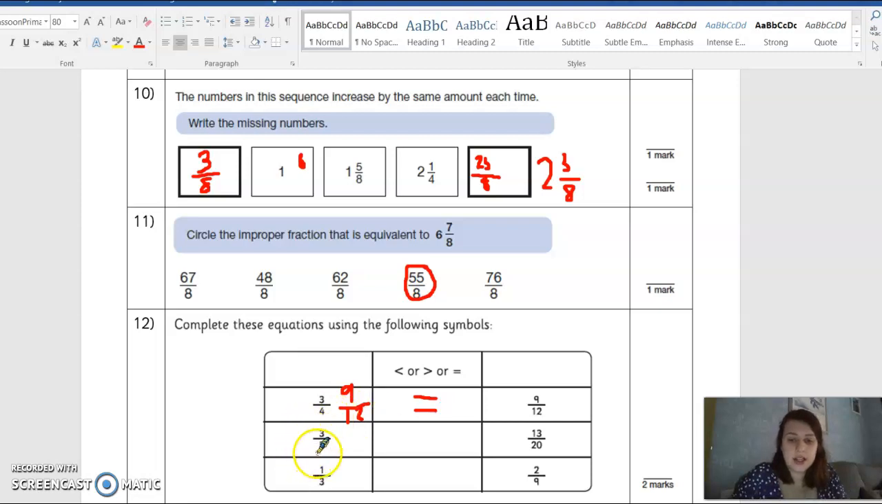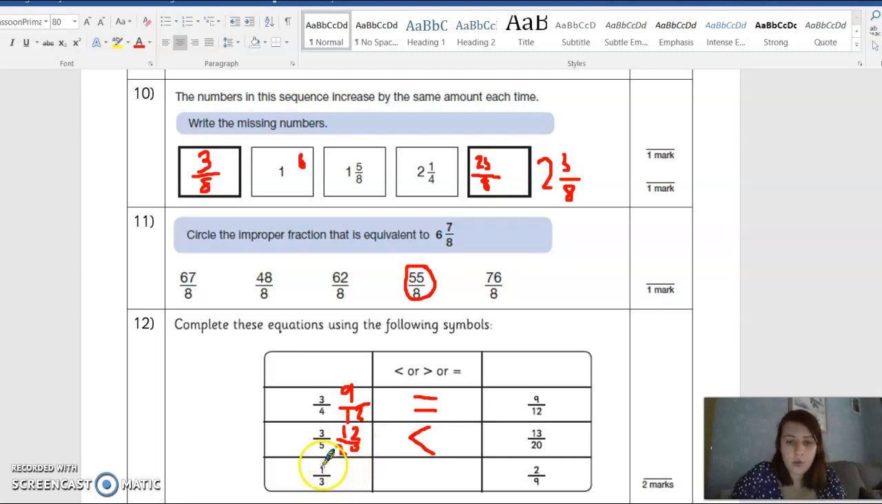Okay, next we need to turn 3/5 into 20ths. So first of all, I need to work out how many 5s go into 20. So what do I times 5 by to get 20? We've got 5, 10, 15, 20. So I times it by 4, which means that I then need to times 3 by 4. So I've got 3, 6, 9, 12. So 3/5 is the same as 12/20. So now we've got 12/20 and 13/20. So easily I know that 12/20 is smaller. So I'm going to draw my arrow with the tip of the arrow pointing to the smaller fraction.